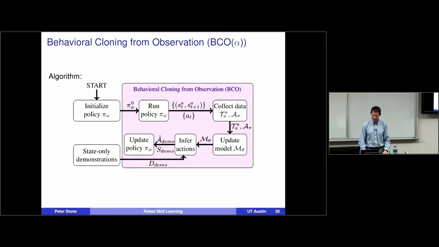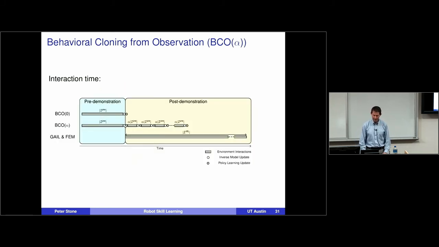So the change is that rather than the diagram that I showed before, it closes the loop: after you've learned this policy, run that policy, get more demonstration data to relearn your inverse dynamics model, and continue in this way. The behavioral cloning that I've shown so far has lots of pre-demonstration data, but then nothing after the demonstration is shown, and then you learn your policy. The existing methods get all of their interaction after the demonstration, and BCO alpha allows you to control how much post-demonstration data you are going to get.